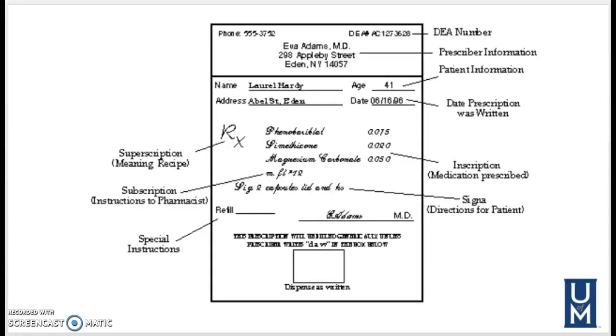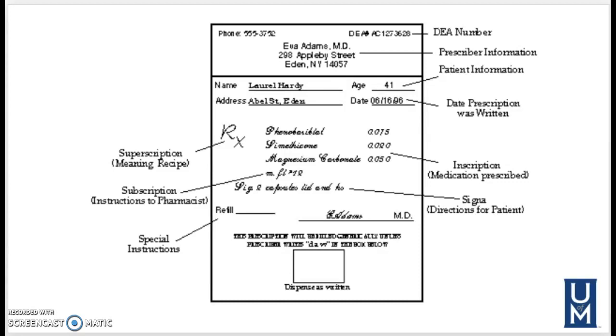So here, this is a really good example because on each little section it tells us what they're talking about. So we can see here at the top, like we were talking about, the prescriber's information, that DEA number is at the top. So all of that about the prescriber. Then we move on down, we see our patient, Laurel Hardy, age 41, where their address. And then we also have the date that that prescription was written.